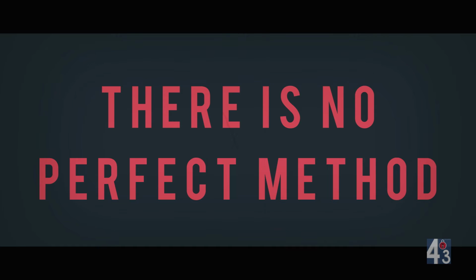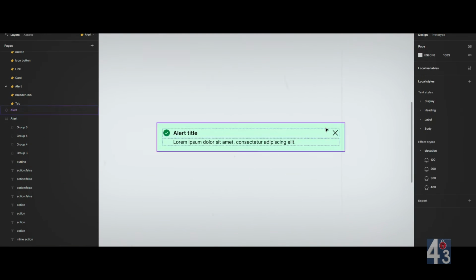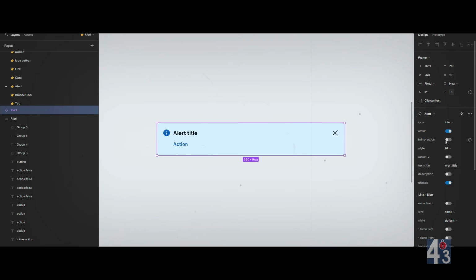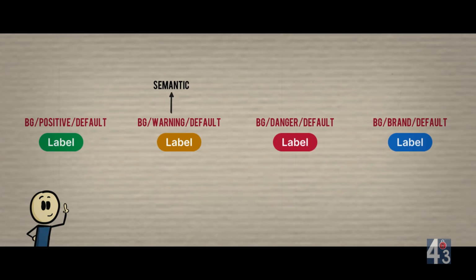Now there's no perfect method. Every design system or even individual component has its quirks, and you have to embrace the chaos a little to get it right. So take these badge components for example. It's BG for element, and positive, warning, danger, and brand for semantics.